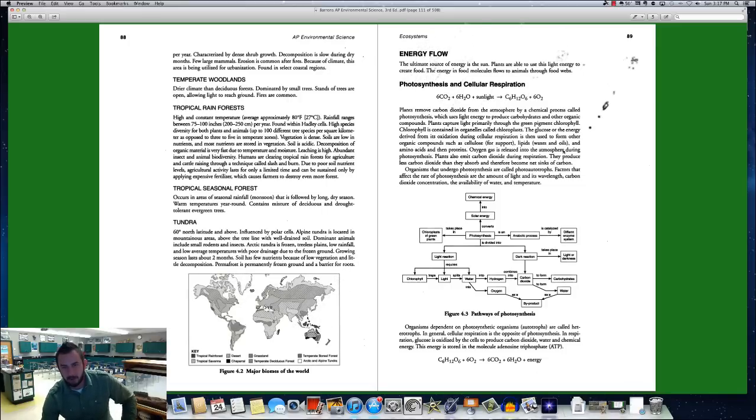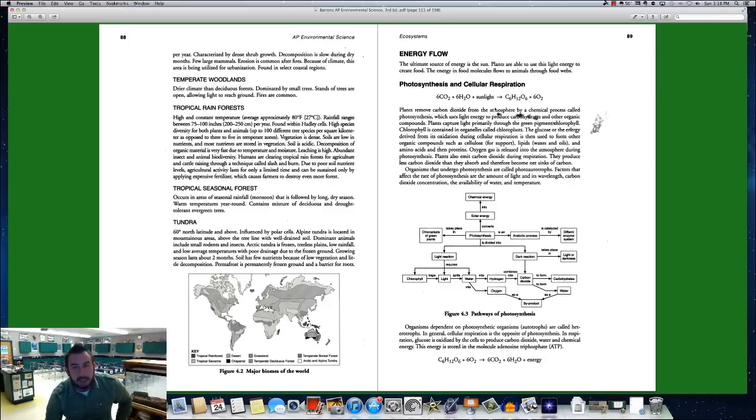Energy flow. Let's look at energy flow. The ultimate source, the perpetual source of energy is the sun. And again, through plants and photosynthesis, we have made huge strides in gaining access to that energy. So we're going to take a closer look at energy flow a little bit.